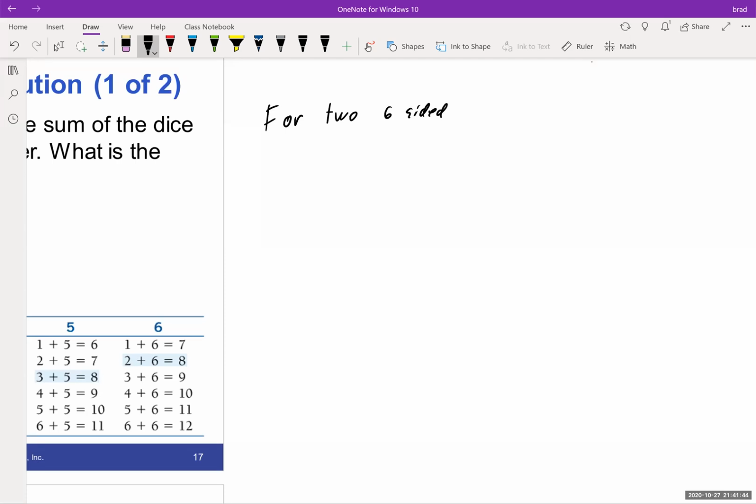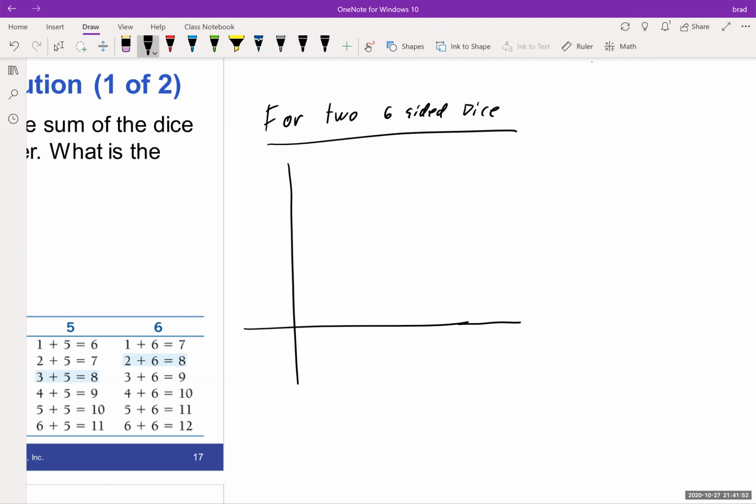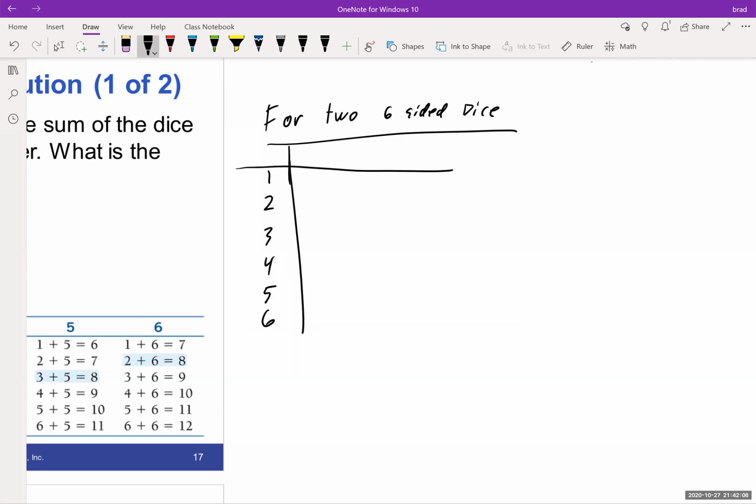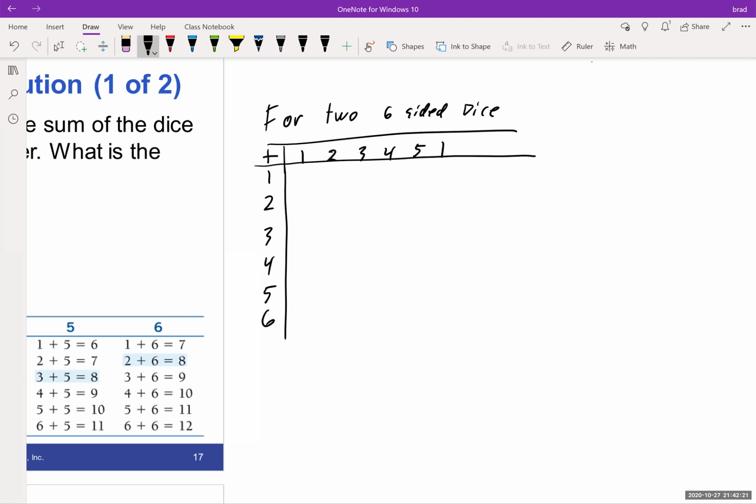So if you roll 2 6-sided dice at once, here's what I want you guys to do. You just draw this little bar, maybe put this in your notes for when you take the exam, because if I ask you a dice question, this is going to make it really easy. Oops, I actually did this wrong. It's supposed to be right here. Okay, so here's the plus, here's 1, 2, 3, 4, 5, 6.